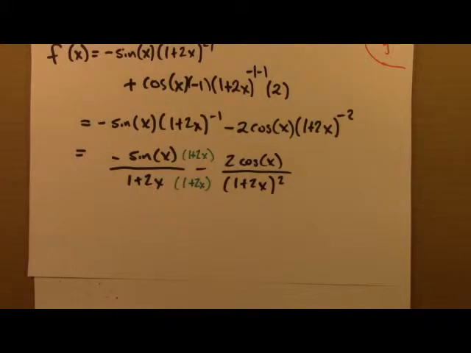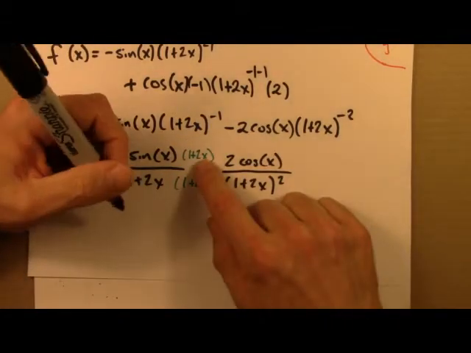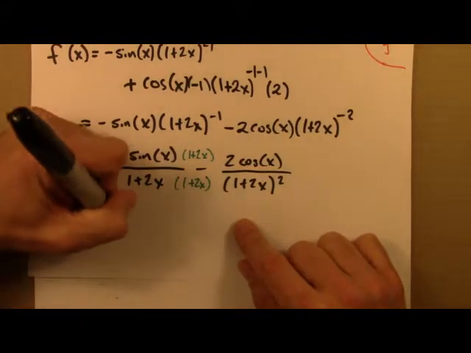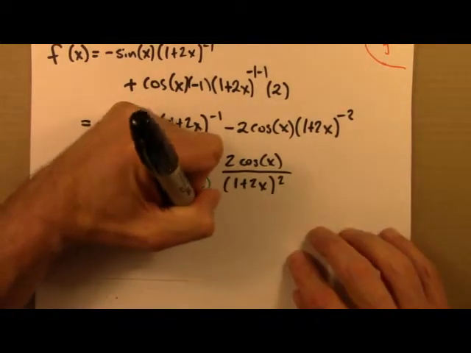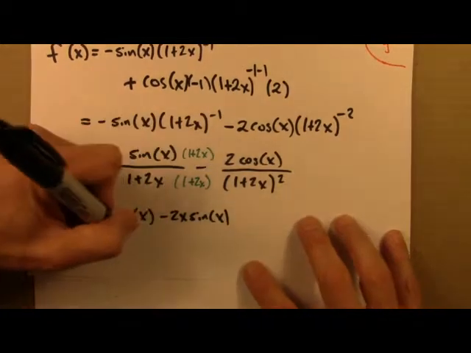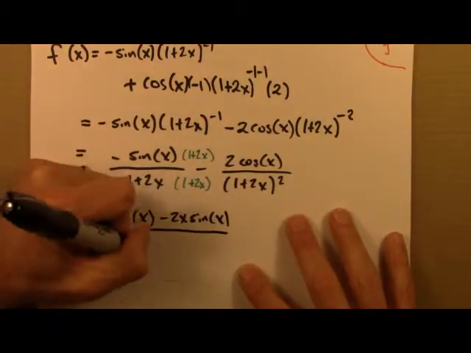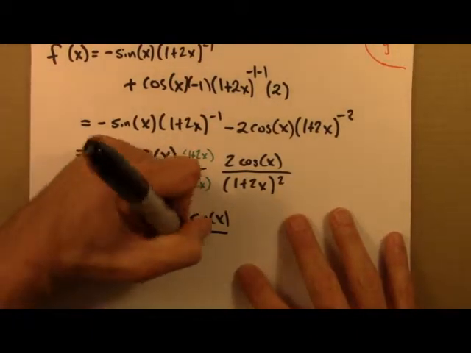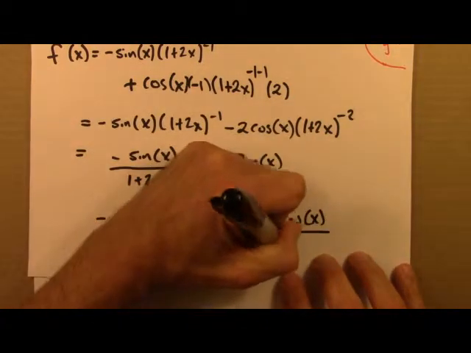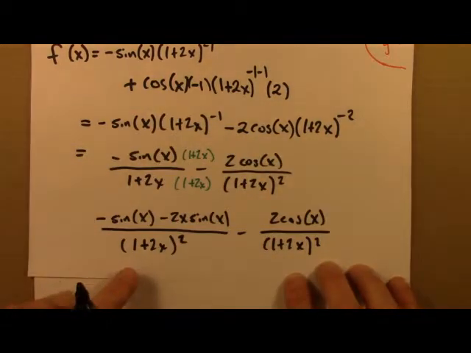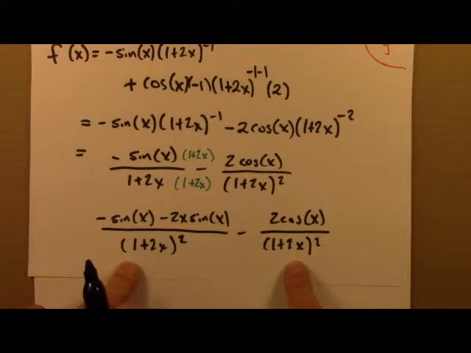So then if I carry out this multiplication, I'm going to have, let's see, I need to distribute the minus sign. Minus sine x minus 2x sine x over 1 plus 2x squared, minus 2 cosine x over 1 plus 2x squared. So now I have the same thing downstairs in both terms, and I can then combine what we have upstairs into one big final answer.